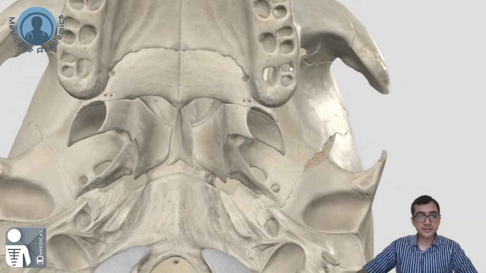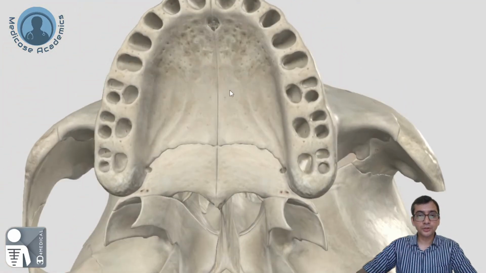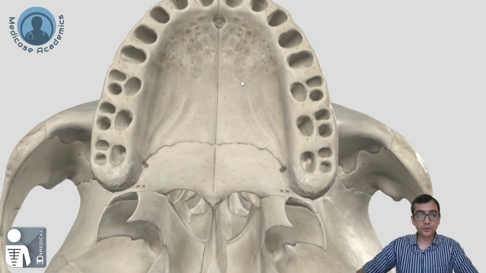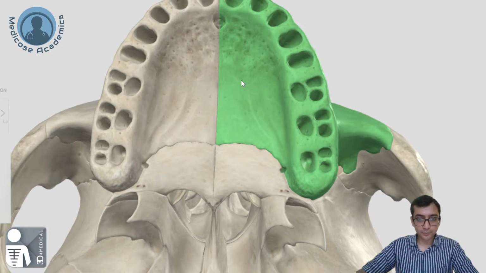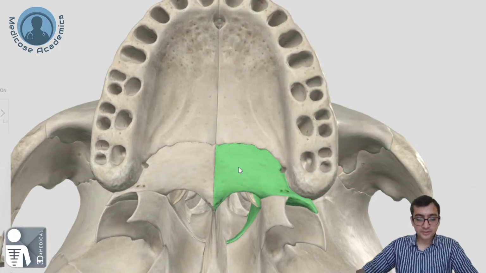So here, anteriorly, this is the maxillary bone, and the part forming the palate is the palatine process. Here is the maxillary arch. Here is the palatine process, and then there is the horizontal plate of the palatine bone. Between them you can see sutures.